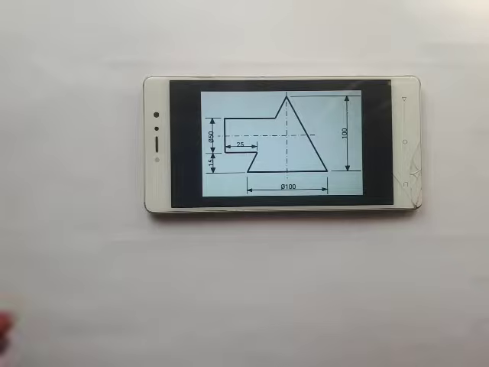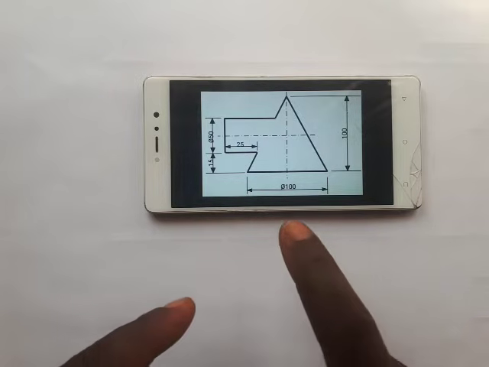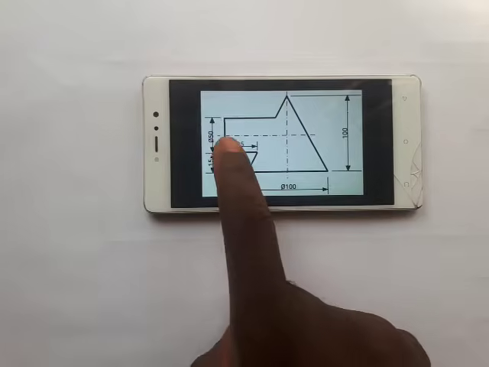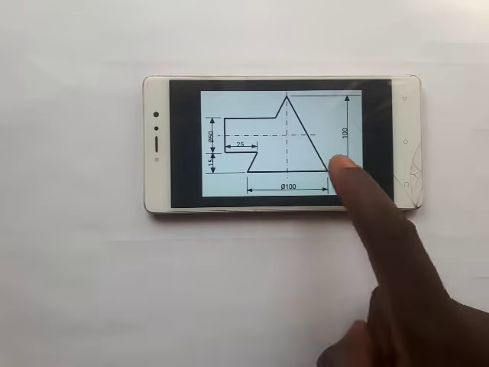So today we're going to be looking at another example of intersection of solids. This time around, a cylinder intersecting a cone.